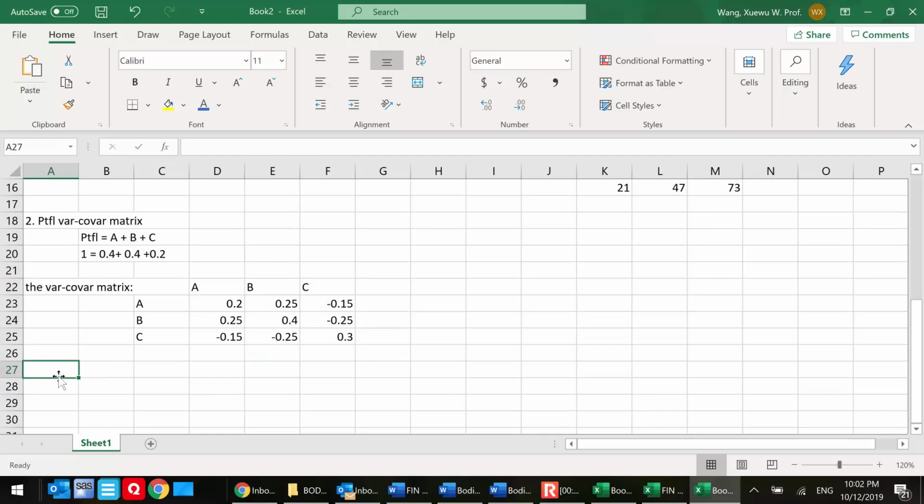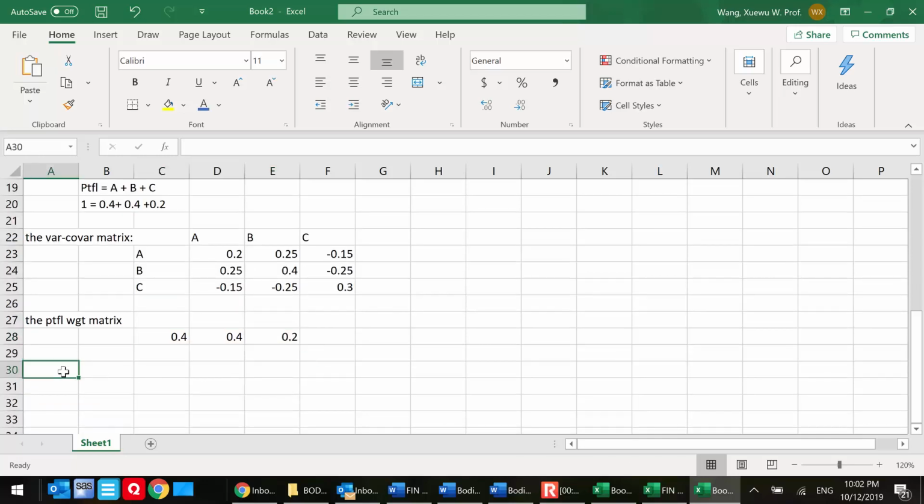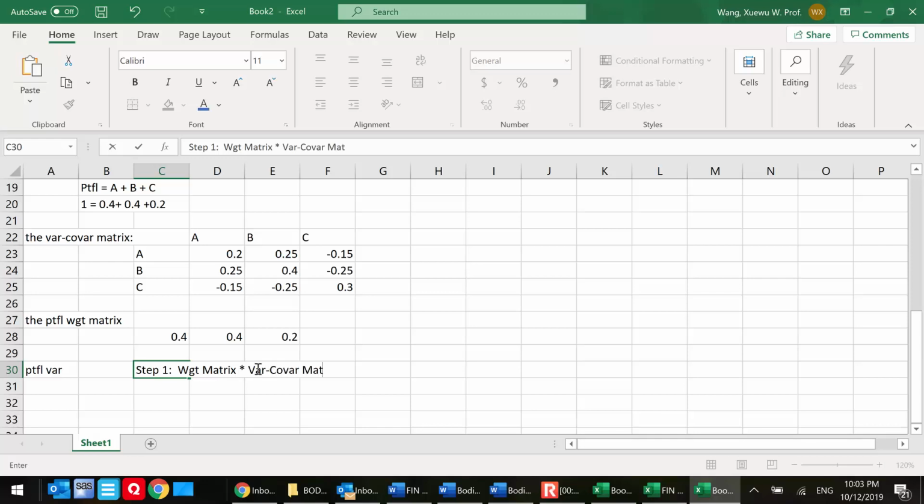Now let me look at the weights for your weight matrix. I'm going to have 0.4, 0.4, and 0.2. Yes, they add up to 1. So if that's the case, for the portfolio variance calculation, in class I did the two-step illustration. Step 1: weight matrix on the left multiplied by the variance covariance matrix.